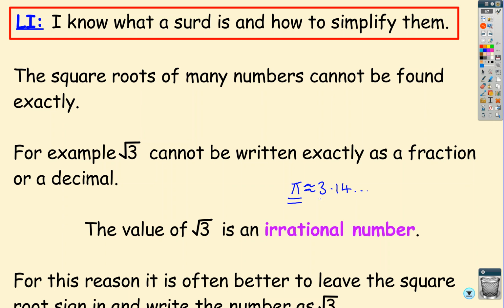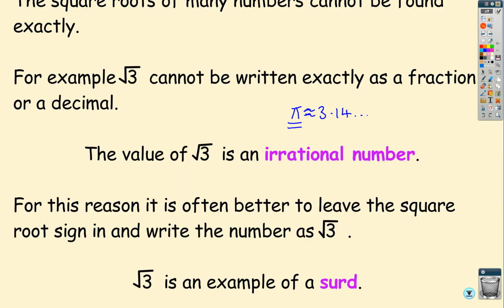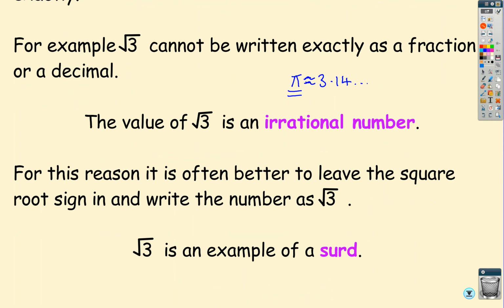Well, these surds, these square roots of numbers that you cannot exactly find the square root of, they're irrational numbers too. And the reason why they're introduced in the Nat 5 course is because there are a lot of scenarios at National 5, and certainly beyond that and in further maths, where it is better to work with the exact value than it is to work with an approximation for it.